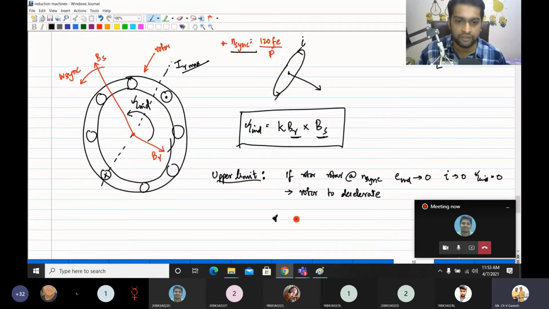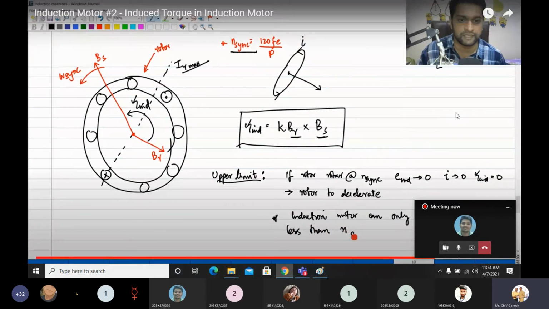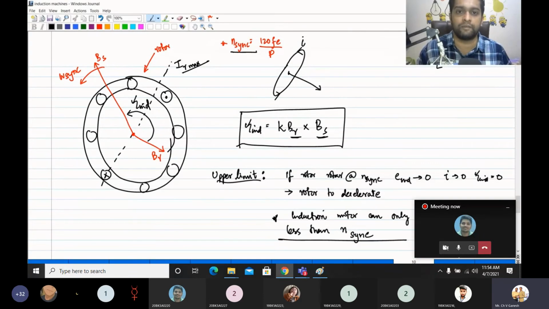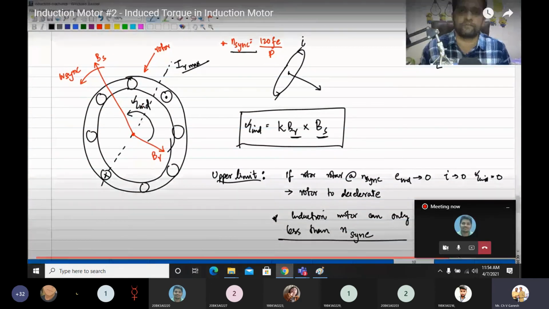Okay, so the conclusion is that the induction motor can only rotate at speeds less than the synchronous speed. That's right. Always your rotor speed will be less than the synchronous speed. It is not the same speed as the synchronous speed, rotor and stator, right? There is no magnetic locking between the rotor magnetic field and the stator magnetic field. That is a different principle, and here it is just the induced torque which is produced by the induction motors.